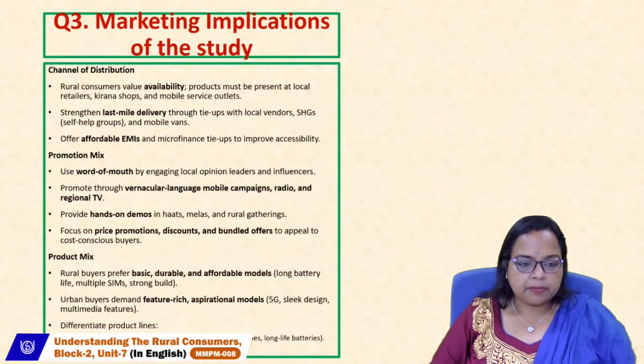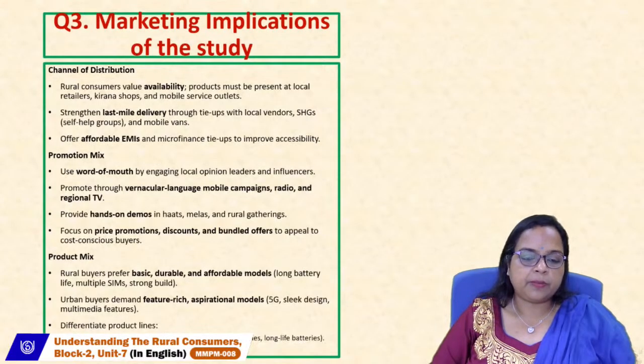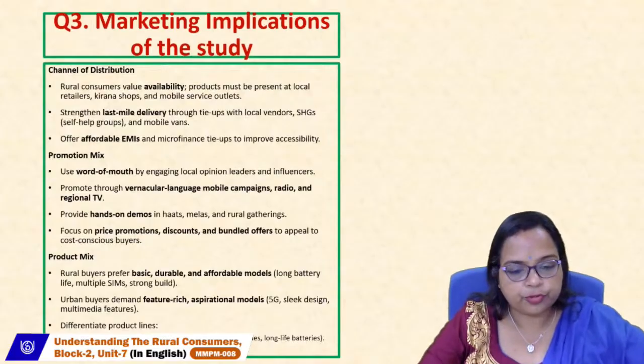What is next is product mix. Rural buyers prefer basic, durable, and affordable models, with long battery life, multiple SIMs, and strong build. Urban buyers demand feature-rich, aspirational models like 5G, slick design, and multimedia features. Differentiate product lines between rural and urban: rural are value phones, basic smartphones, feature phones, and long life batteries, whereas urban are valuing premium and lifestyle phones.